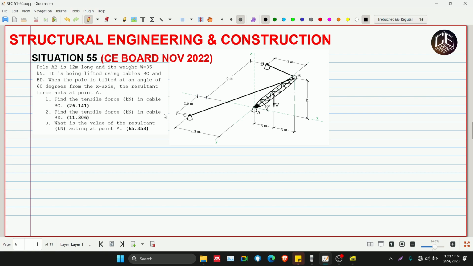Number 2, tuloy na rin natin. Cable BD. And then, what is the value of the resultant, in kilonewton, acting at point A? Yan. So, paano ba natin susolve to? Ito kasi 3D siya, no?